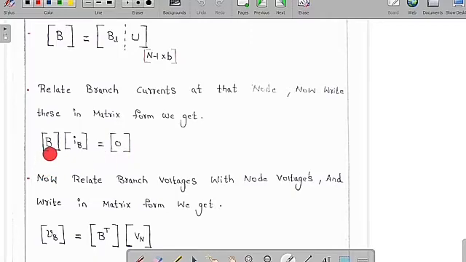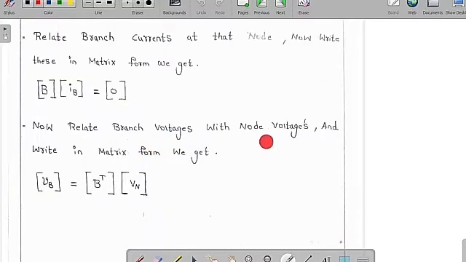So matrix cut set matrix B into IB is equal to 0, where IB is the branch currents. Now relate branch voltages with the node voltages. With the help of node voltages we can figure out the branch voltages also, and write in a matrix form we get, branch voltages is equal to B transpose into node voltages.